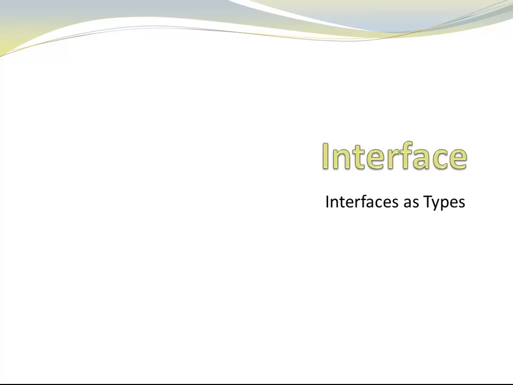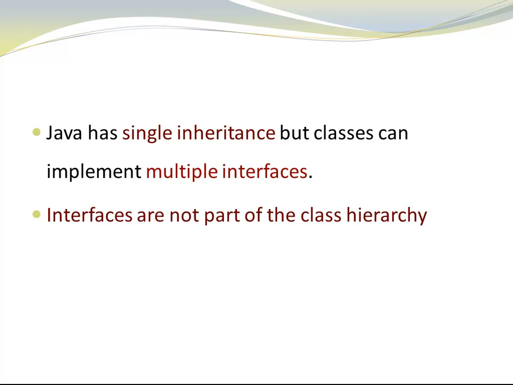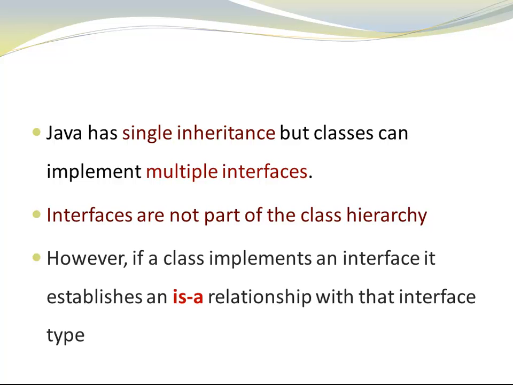Hi. In this video, I want to talk about interfaces as types. Java has single inheritance, but classes can implement multiple interfaces. Interfaces are not part of the class hierarchy. However, if a class implements an interface, its objects have an is-a relationship with that interface type.